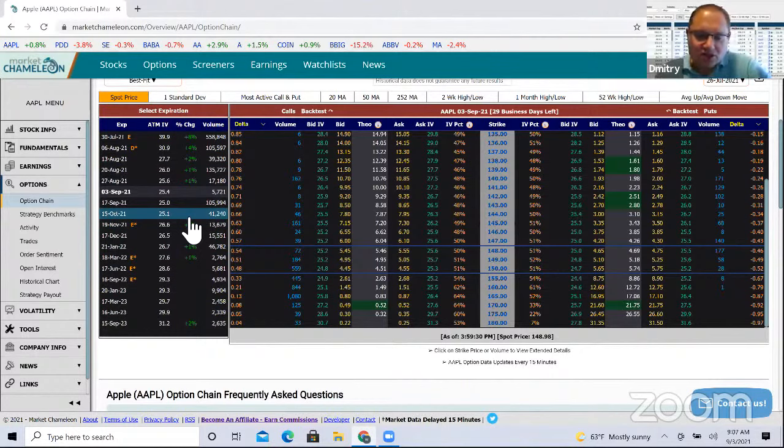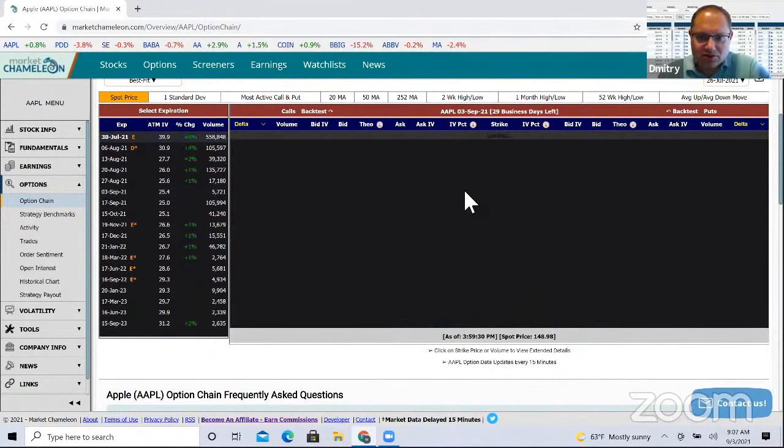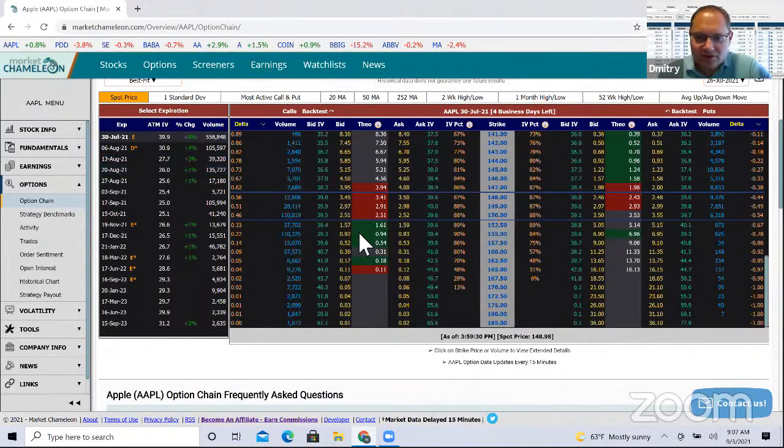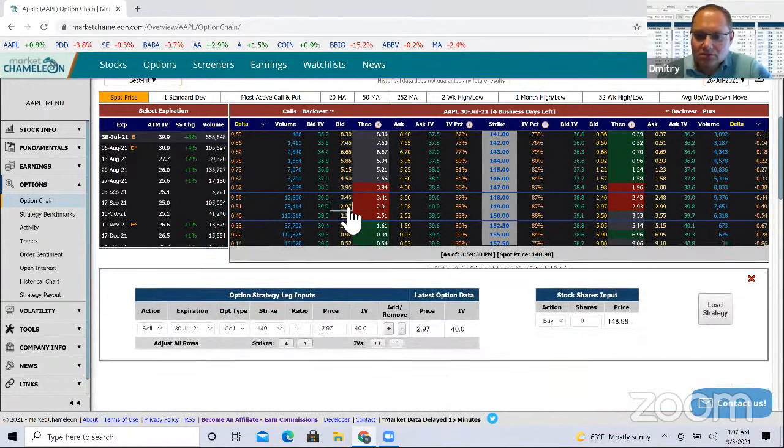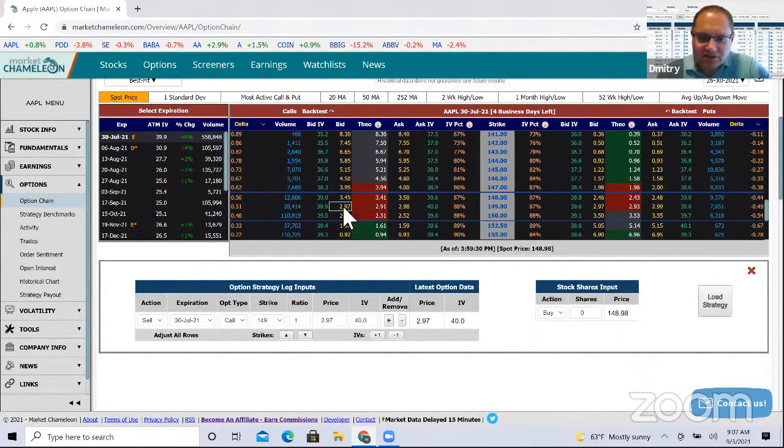So a common strategy people would look at is a time spread. What if I sold an option July 30th? So let's go to the July 30th expiration, and let's say the stock at the time was 148.98. Let's just say the 149, and I decided, okay, I'm going to sell this call because I see that the implied volatility bid is 39.9.